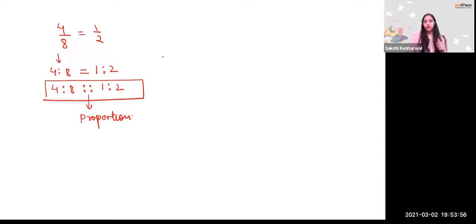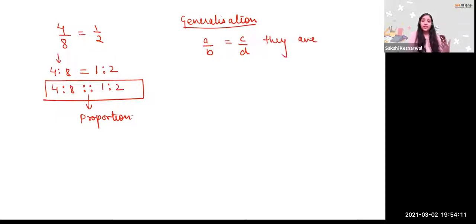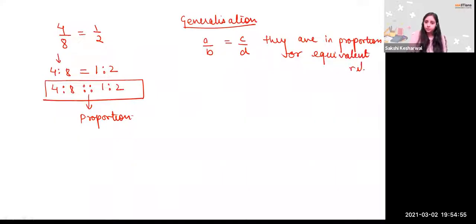Now there are four quantities. What is called the generalization? If we do the generalization of it, if I write A by B is equal to C by D, they are in proportion. If I say they are in proportion, what does it mean? These two are equivalent ratios. Two equivalent ratios, right? They are in proportion.